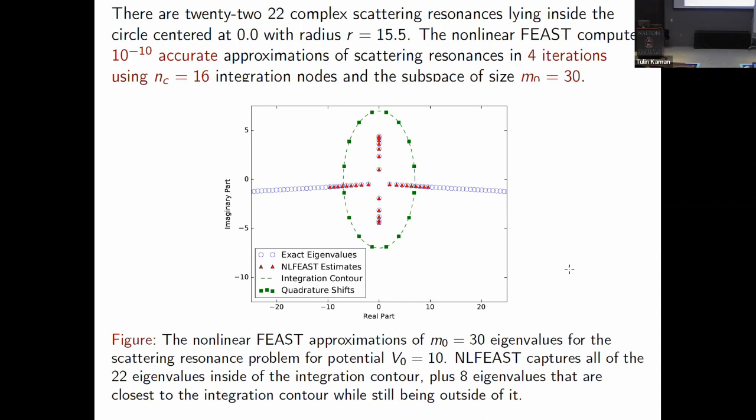It's a circle, not an ellipse, just the scaling. And the nonlinear FEAST was able to compute all the scattering resonances in 4 iterations using 16 integration nodes in total, because we have 8 and because of the symmetry, on a subspace of size 30, using 4 iterations up to 10 to the minus 10 accuracy.